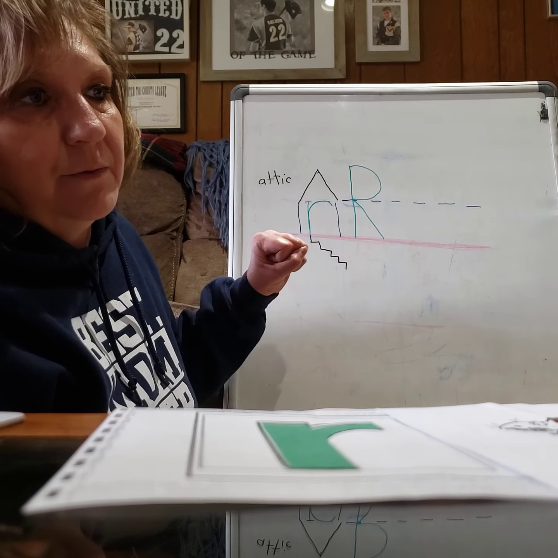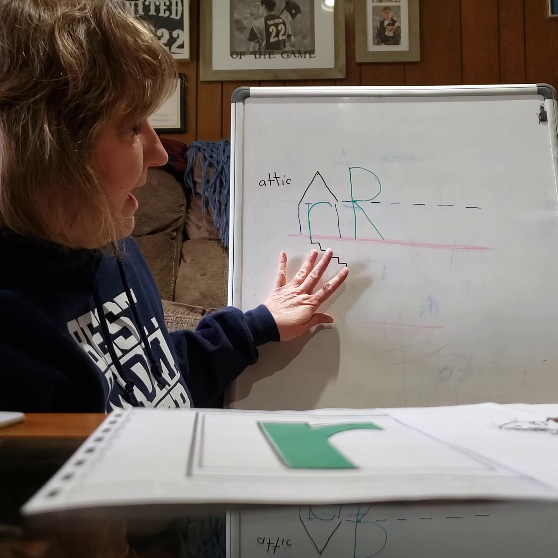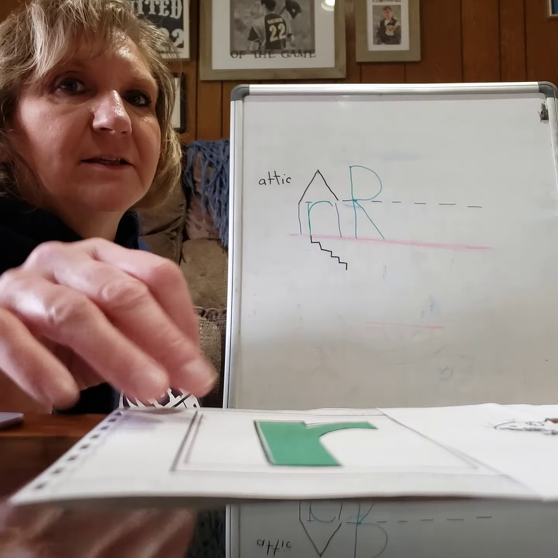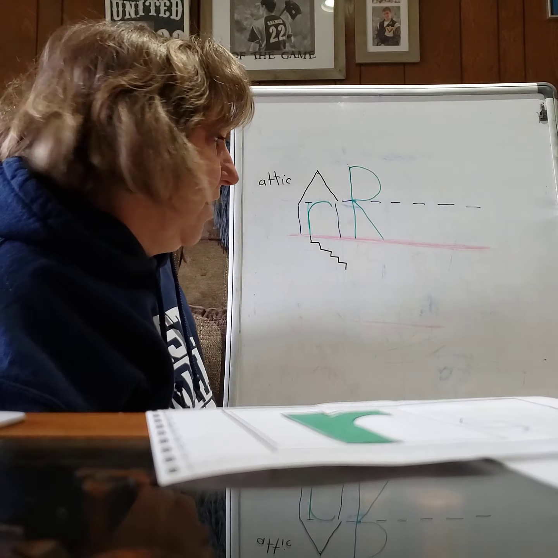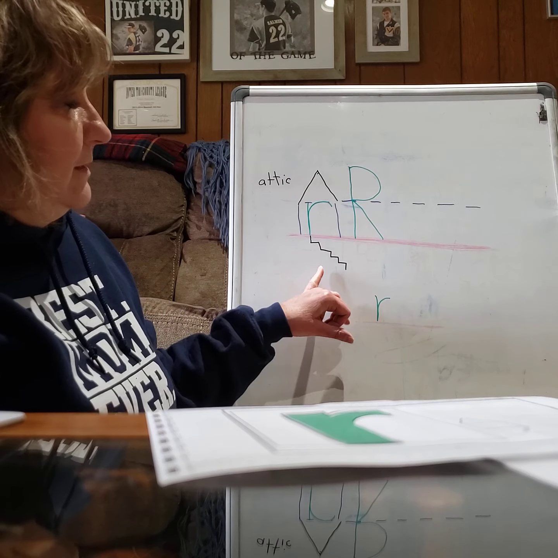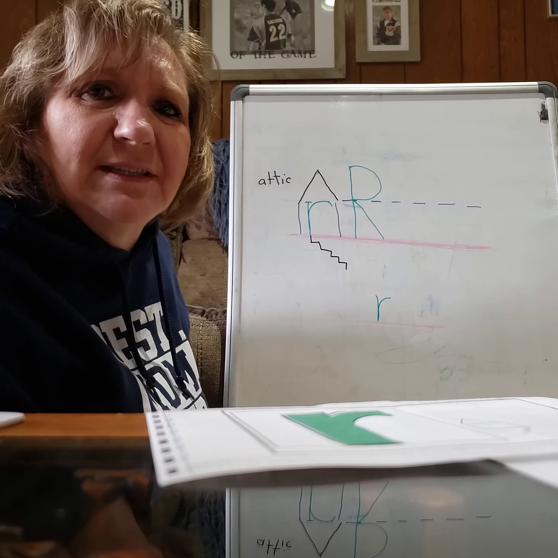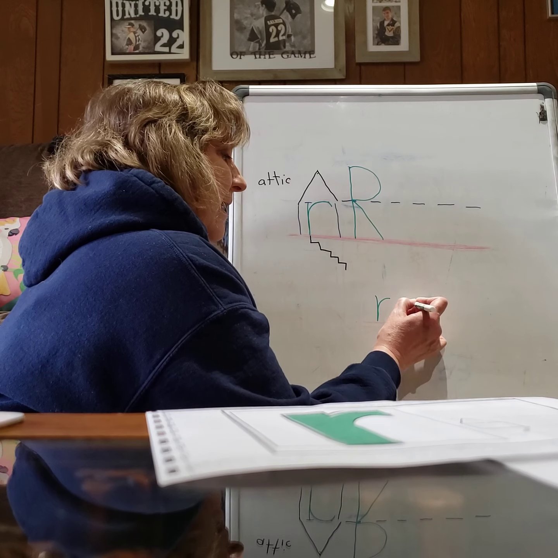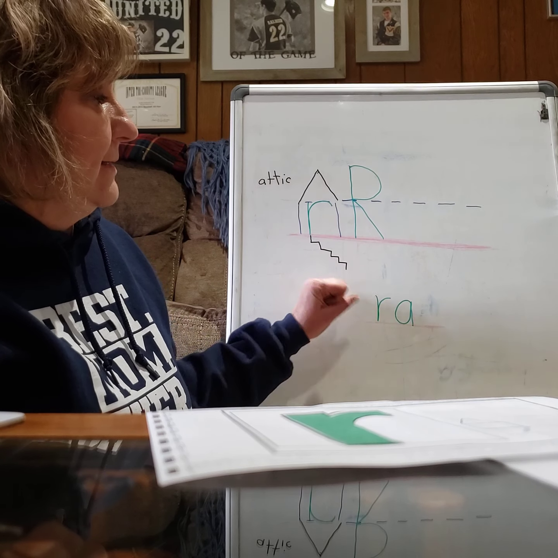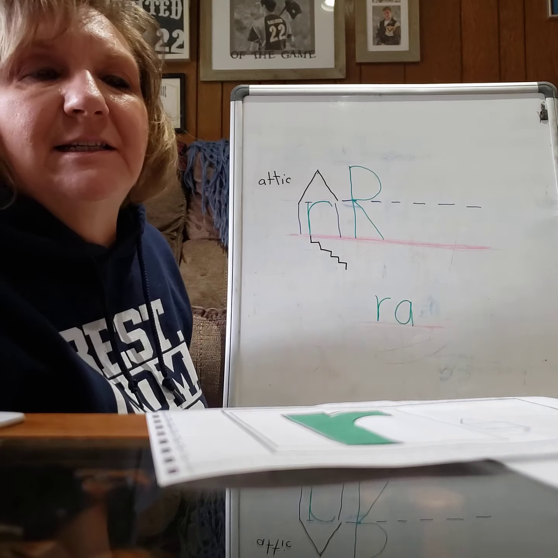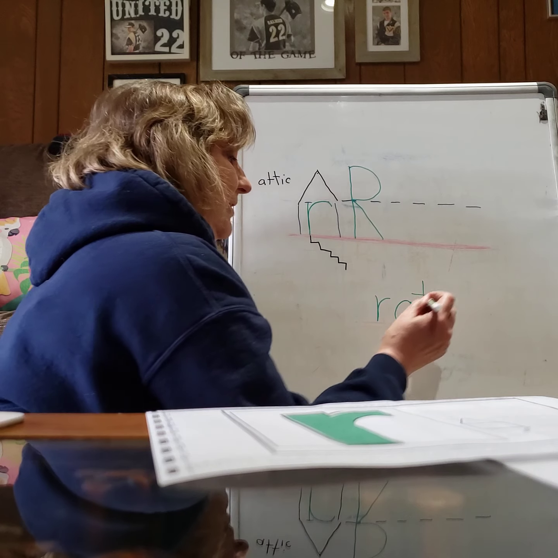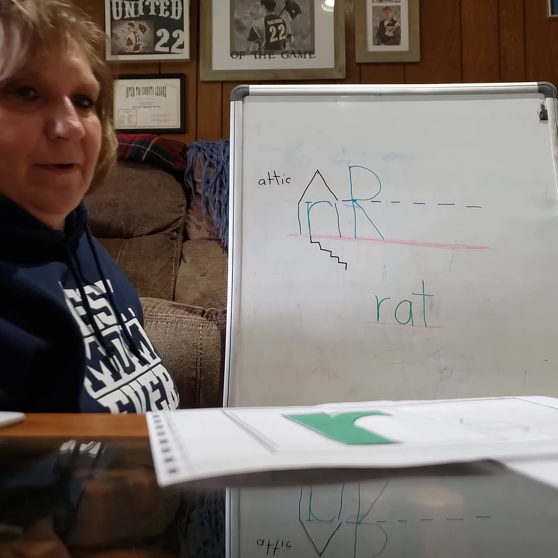R-A-T. Rat. R. Think in your brain. What letter says R? You're right. R says R. So we're going to put our R here. R. R. Rat. R-A. A. What letter says A? That's right. A says A. R-A. Rat. What letter says T? You're right. T says T. R-A-T. Rat.